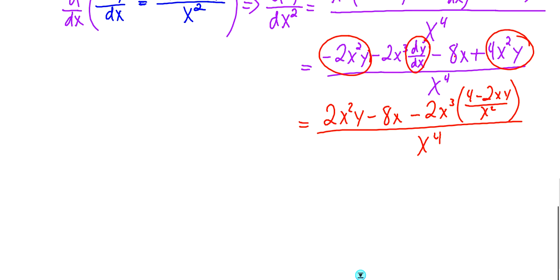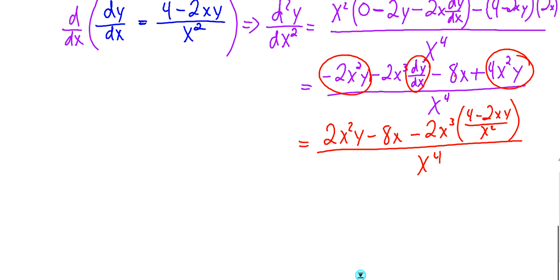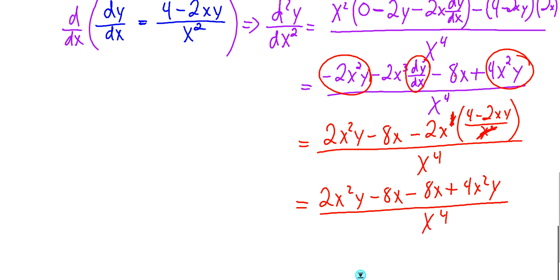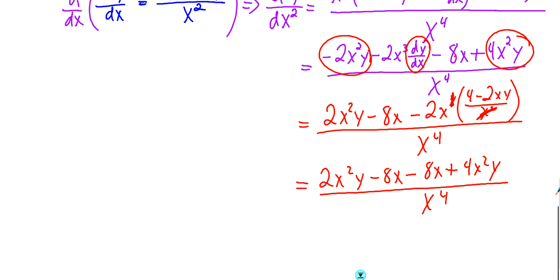Okay, so now we've got some simplifying to do. This makes it easy because this divides out with that, so we're left with 1 right there. So we multiply that to the top, so we get 2x squared y minus 8x minus 2x times 4, which is 8x, plus 2x times 2xy, that's 4x squared y, all over x to the fourth. And then we just add up our like terms. We've got 4x squared y plus another 2, so that's 6x squared y minus 16x all over x to the fourth. And we could simplify it a little bit more, but that is basically in its best terms right there. And that's how you take second derivatives implicitly.